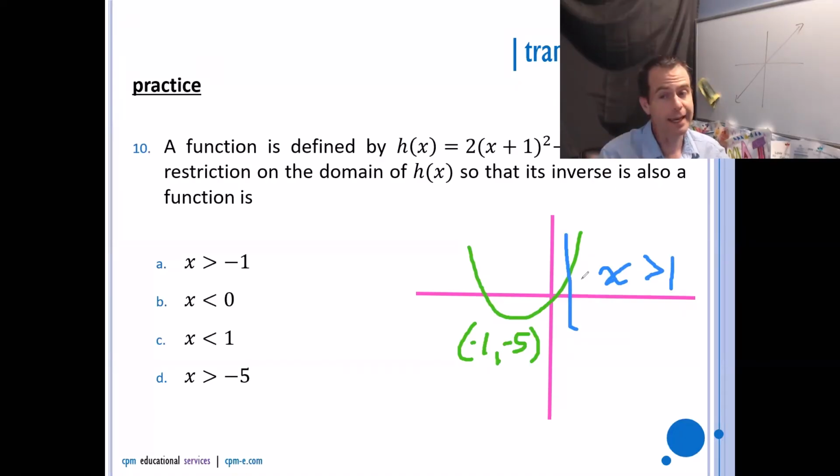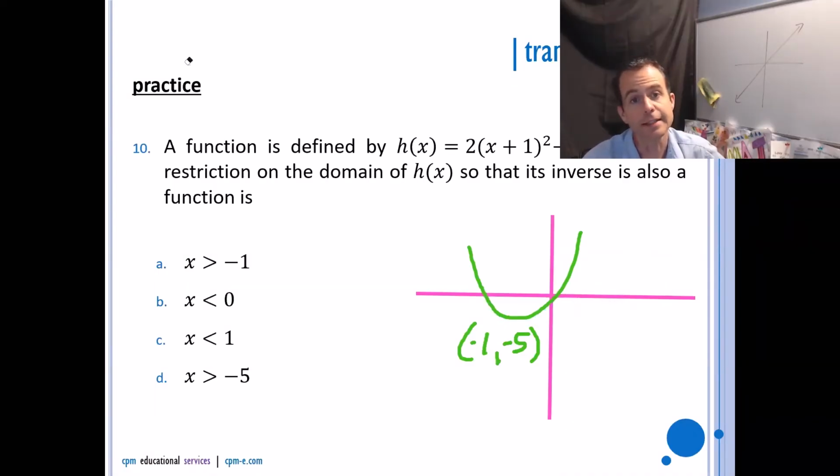The problem is I can't say x is less than 1 there because I'd get that change of direction. It's this change of direction right here that's problematic. If your restricted domain includes that change of direction, then the inverse won't be a function. Okay? So that's why we often say the easiest thing to do is just to cut at the vertex. Because if I cut at the vertex, it doesn't matter whether I'm saying greater than or less than, there won't be a change of direction there.